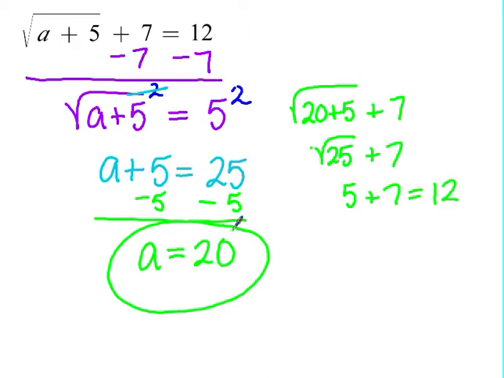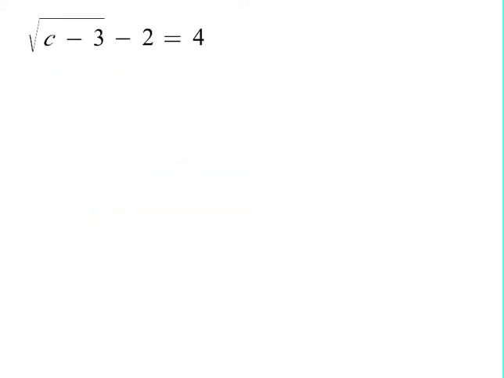Not too bad, pretty straightforward. So what would you do if it doesn't work? You would just cross it off and you wouldn't count it. It'd be no solution. Let's look at this one right here. Okay, I want you to try this one for me. You go through and try this one.